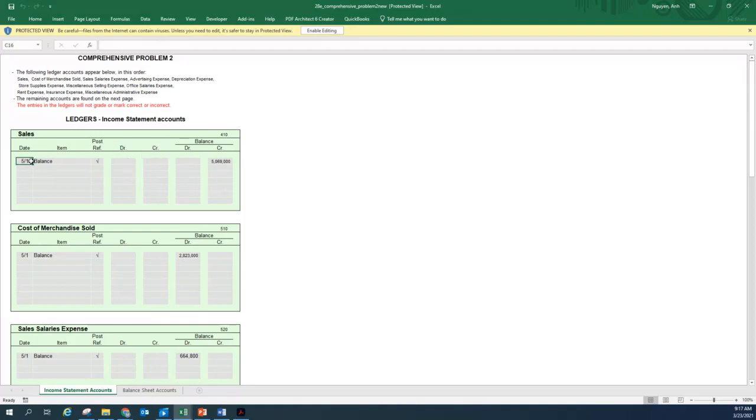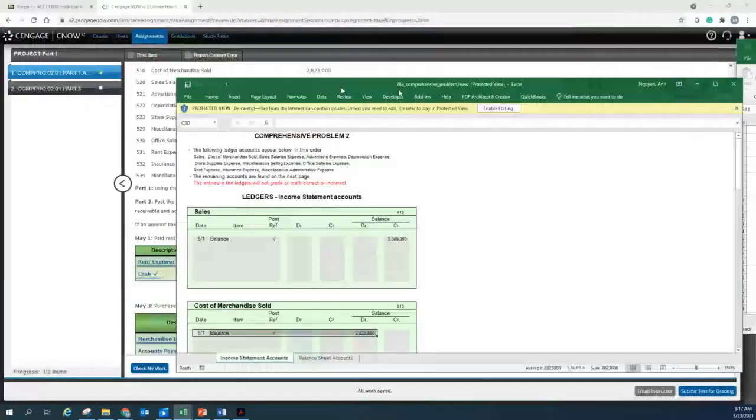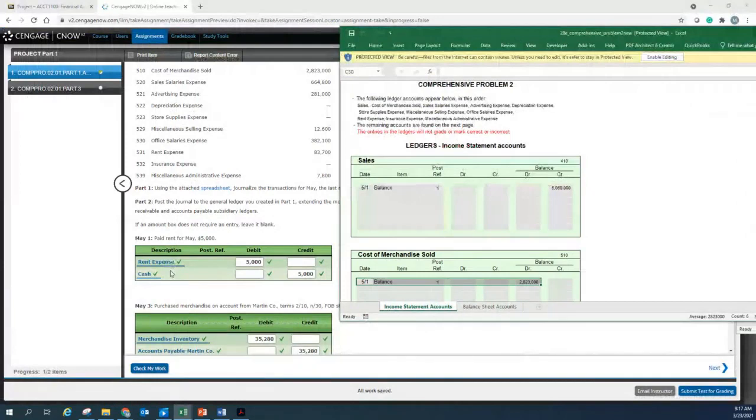It's pre-populated for you May 1st. The beginning balance for sales is 5,069,000. Cost of merchandise sold is 2.8 million as the beginning balance of the month of the accounting period. What you will need to do is not submit this spreadsheet, but you use it. You use it to do your work. How do you use that?